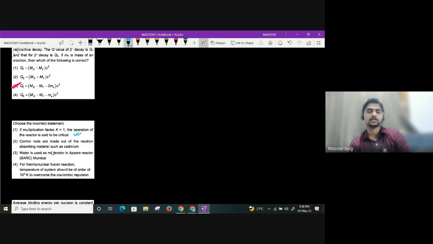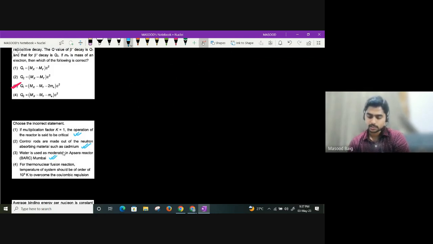Control rods, basically they are made up of boron or cadmium rods, guys. And graphite is usually taken as moderator. In some reactors, water is also taken as moderator, guys. Second case, control rods are made out of neutron absorbing materials such as cadmium. Correct? Yes, boron or cadmium rods. Water is used as moderator in Apsara reactor. Yes, usually graphite is moderator, guys, but they will choose water also as moderator.